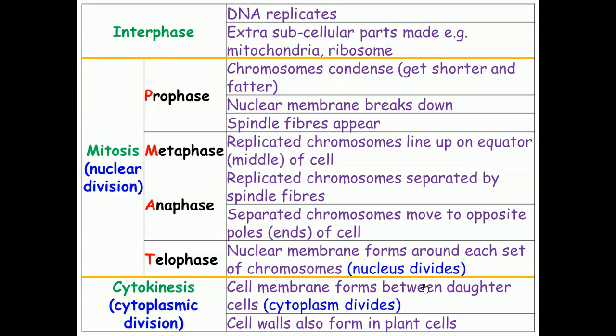And then mitosis is split up into four phases, remembered by PMAT. So you've got prophase, where chromosomes condense and get shorter and fatter. The nuclear membrane breaks down and spindle fibers appear. Then in metaphase, the replicated chromosomes line up on the equator. In anaphase, these replicated chromosomes are separated by the spindle fibers and are moved to opposite poles. And then in telophase, the nuclear membrane forms around each set of chromosomes and the nucleus has fully divided.